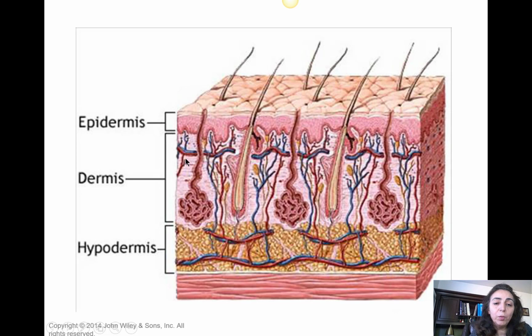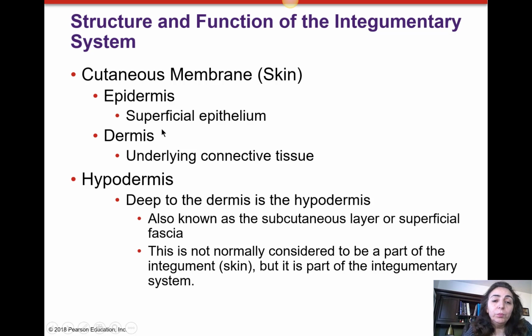So as you see, dermis is the deep part of the skin. And above dermis, we have epidermis. Epidermis is the superficial part of the skin that is the epithelium. And if you remember, that's the stratified squamous epithelium, and the type of that is keratinized stratified squamous epithelium. Then we have the dermis, deep to the epidermis, that is underlying connective tissue under the epithelium.